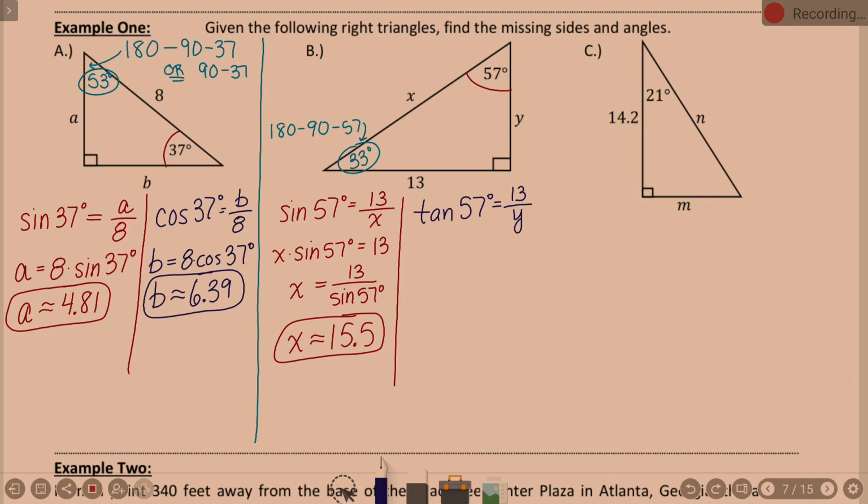So, okay, 13 divided by y. So we're multiplying by y. So y times tangent of 57 degrees is equal to 13. To get y by itself, I'm dividing. So 13 divided by tangent of 57 degrees. And y to 2 decimal places is 8.44.